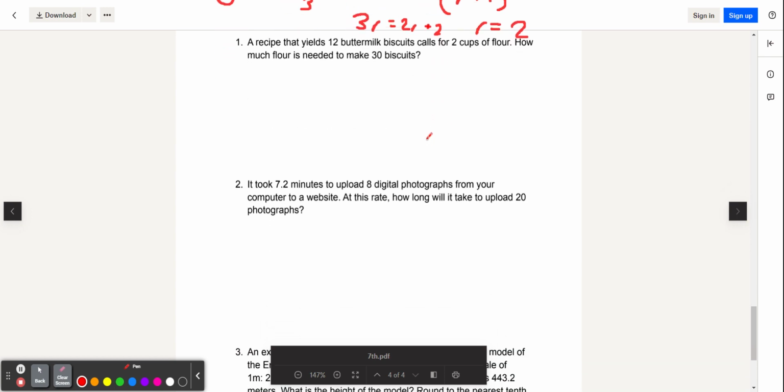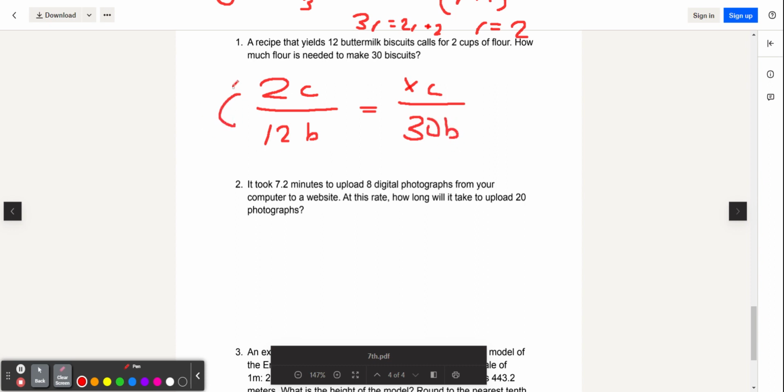Now let's see, number 1 here says that a recipe that yields 12 buttermilk biscuits calls for 2 cups of flour. How much flour is needed to make 30 biscuits? So we can set up a proportion. 2 cups yields 12 biscuits. And now x cups for 30 biscuits. Here it doesn't actually matter as long as both are the same. So if you have cups on top, make sure to have cups on top again. If you have cups on bottom, you can also do that. Just make sure that you have cups on bottom again. They have to be level.